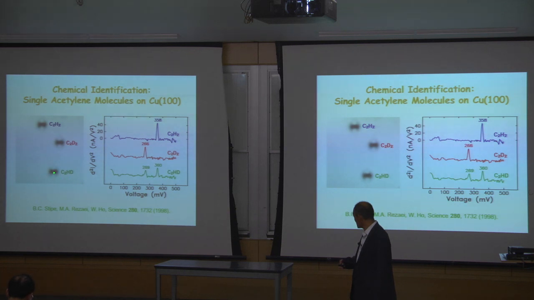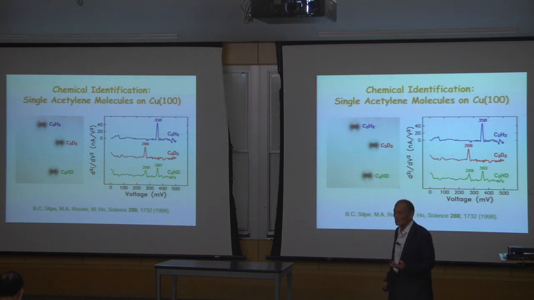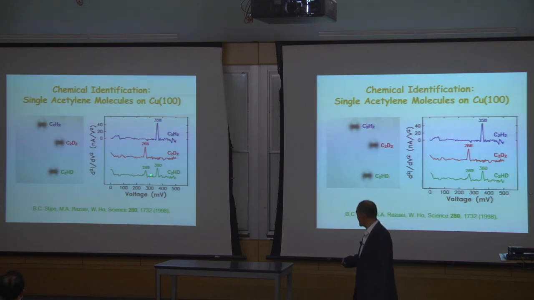And if you park your tip over this molecule, you see that there are 2 peaks, which reflect the fact that this isotope has 1 CH bond and 1 CD bond. So this type of spectroscopy with the STM, vibrational spectroscopy with the STM, can reach the limit of vibrational spectroscopy in that it can detect the vibration of a single bond in a single molecule.